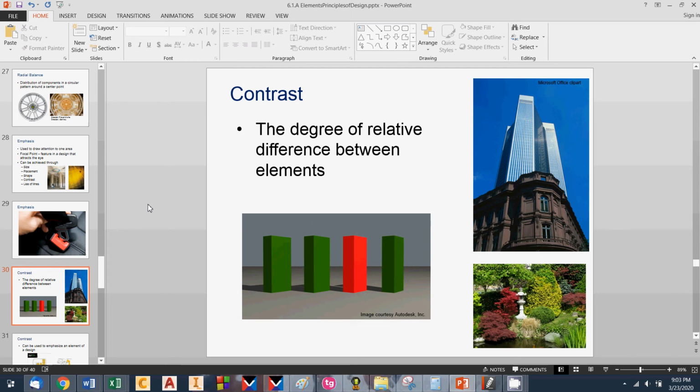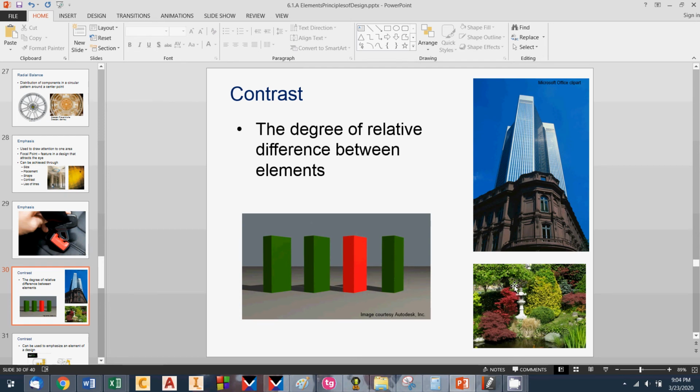Contrast is another principle of design. This is a little bit different than emphasis in that we're not necessarily pointing out one particular thing. Now, don't get me wrong, you can use contrast to point out one particular thing, but contrast allows us to help separate things. All right, so obviously this has both emphasis and contrast.